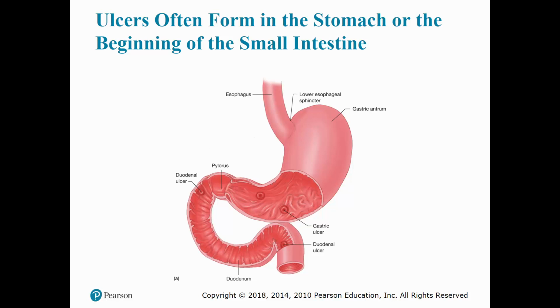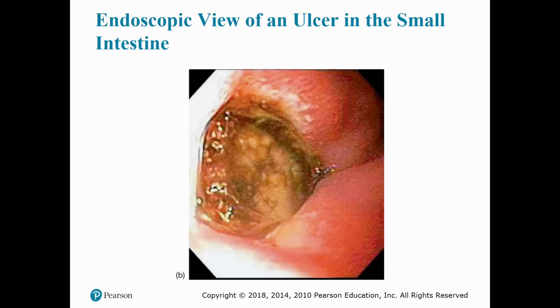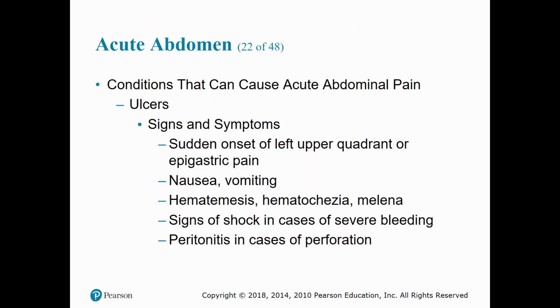The location of where the ulcer is can result in hematemesis, hematochezia, or melena, depending on the location and how bad it's bleeding. And here's an endoscopic view of an ulcer in the small intestine. Some of the signs and symptoms of an ulcer: sudden onset left upper quadrant or epigastric pain, nausea, vomiting, hematemesis, hematochezia, or melena. Signs of shock in cases of severe bleeding, depending on how large the ulcer is or the abundance of ulcers.